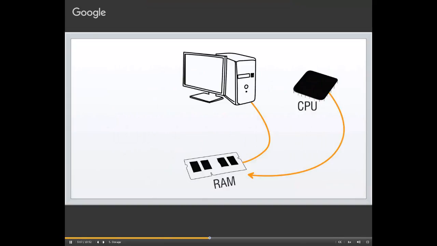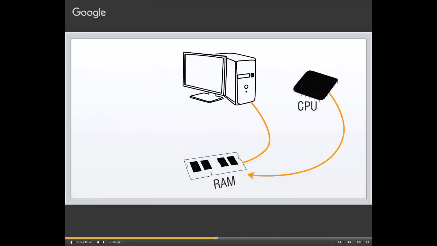It's gone forever. Now, you might be wondering why we would use a storage device that is erased every time it loses power. Well, the reason we use RAM is because it's extremely fast. Information can be accessed from RAM faster than any other type of storage hardware.